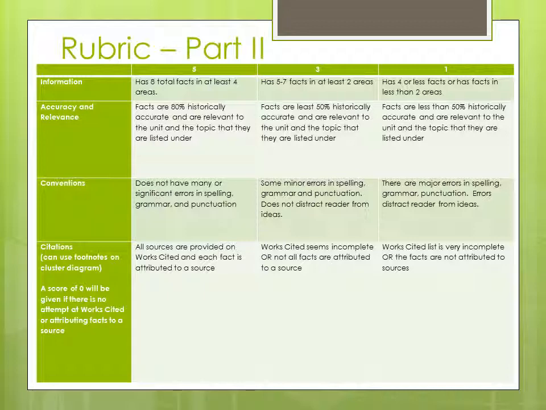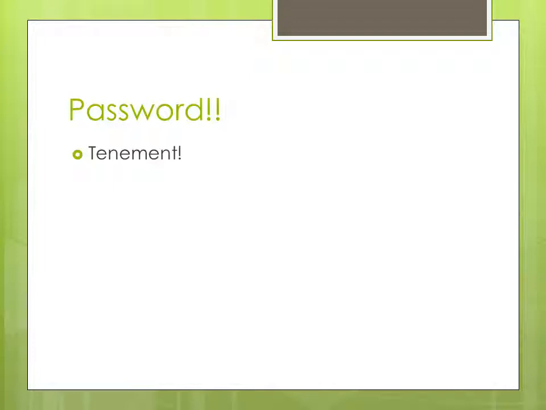So last but not least, here's your password. It is tenement. And you will know what a tenement is by the end of this chapter, or this unit. So don't forget to send that password when you submit this assignment.